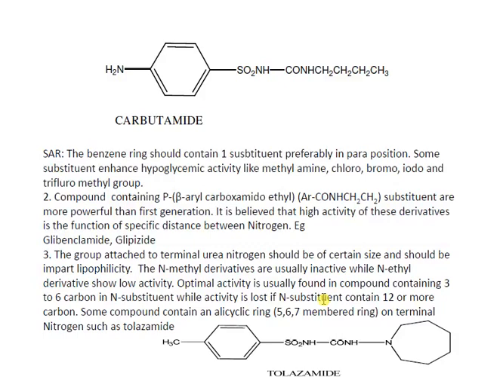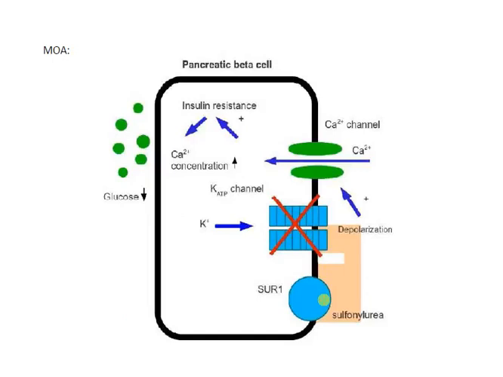Then the mode of action of the sulphonylureas. This acts on the pancreatic beta cell membrane. They are usually used in type 2 diabetes mellitus and not in type 1 diabetes. Sulphonylureas provoke the brisk release of insulin from the pancreas. They act on the sulphonylurea receptor 1 on the pancreatic beta cell. This is the sulphonylurea receptor 1 present on the pancreatic beta cell membrane.